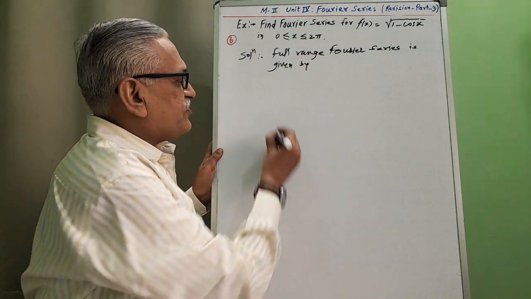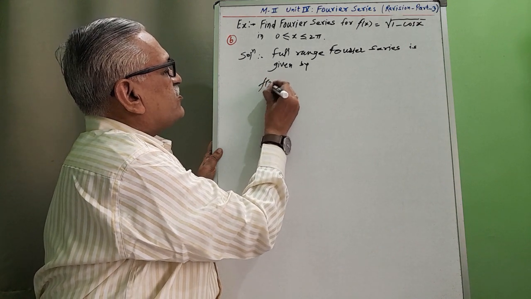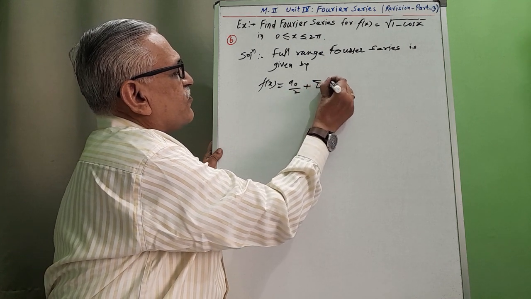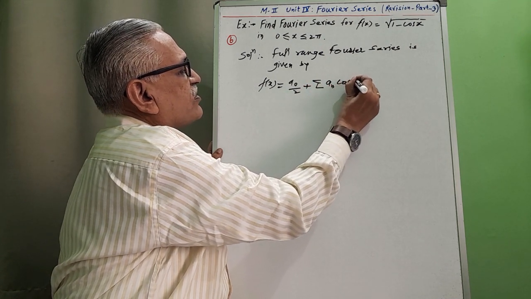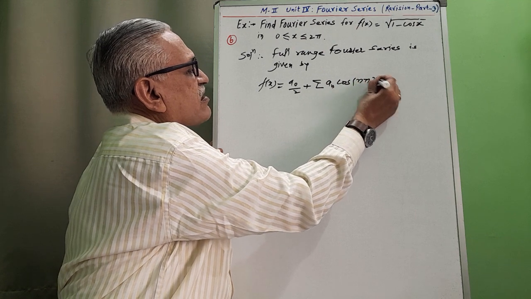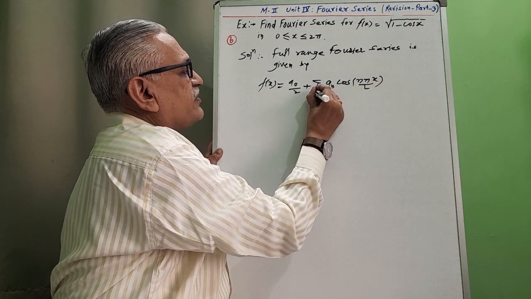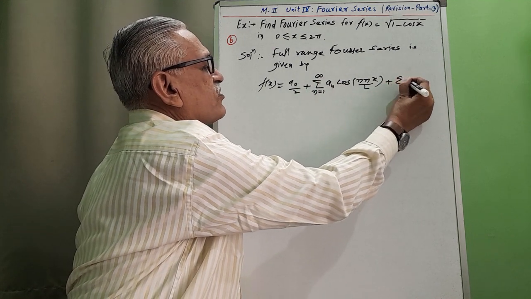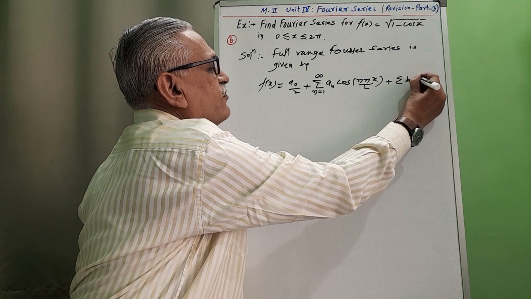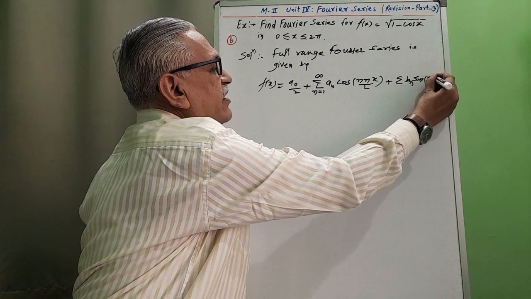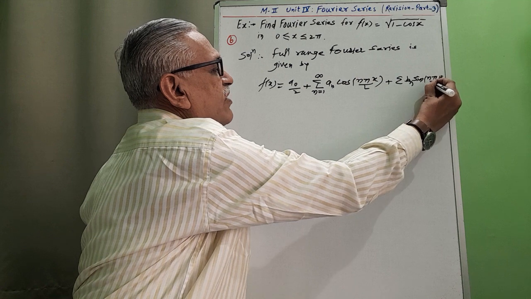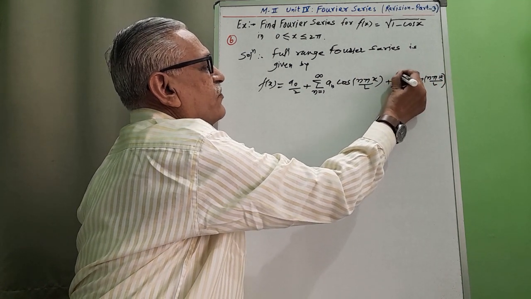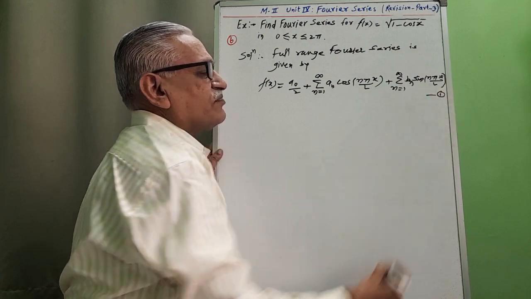The formula to find the full range Fourier series is f of x equal to a0 by 2 plus summation of an cos n pi x by L, n changes from 1 to infinity, and summation of bn sin n pi x by L, n changes from 1 to infinity. We call this equation 1.